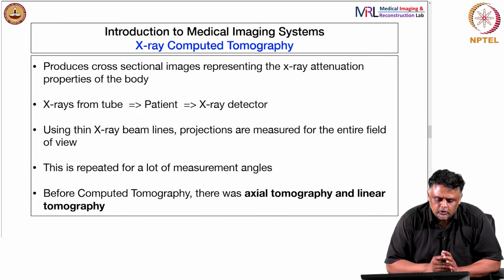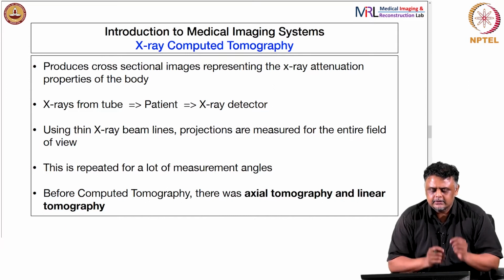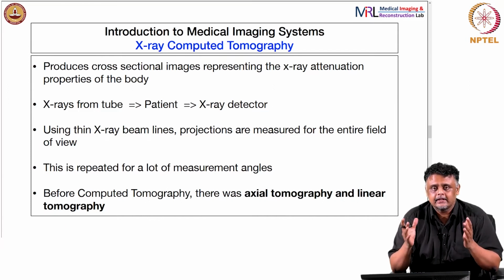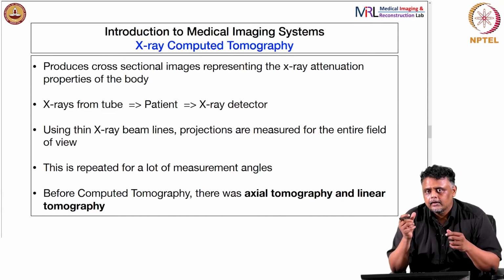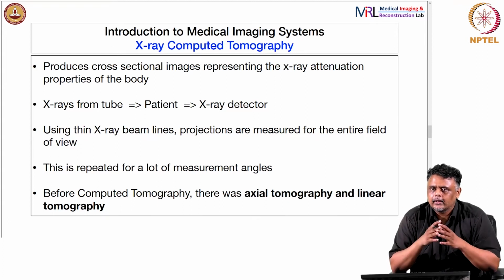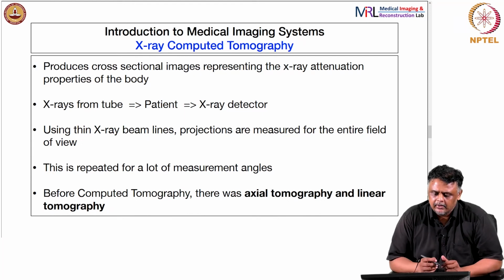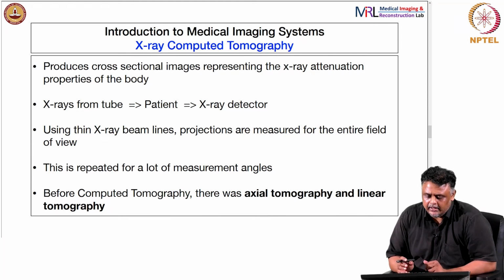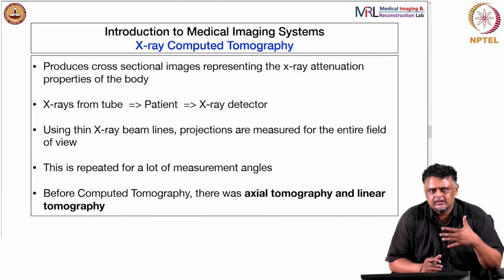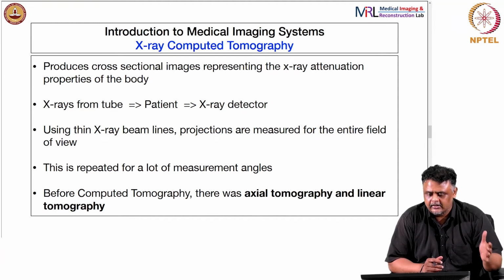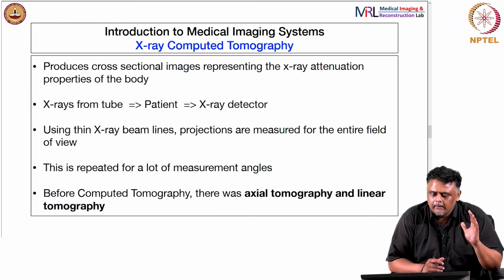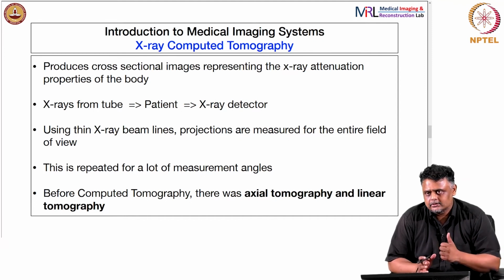Okay. So, using thin X-ray beam lines. If you just look at the X-rays that come out of an X-ray tube, there is usually an exit window, and they come out as a cone. You can use the entire cone to actually capture images, but typically there is a collimation which requires only a fan which captures the image. Using these thin X-ray beam lines, projections are measured. Projection measurement is the same principle as what we saw for projection radiography, but then you take the projections from different angles. Okay.